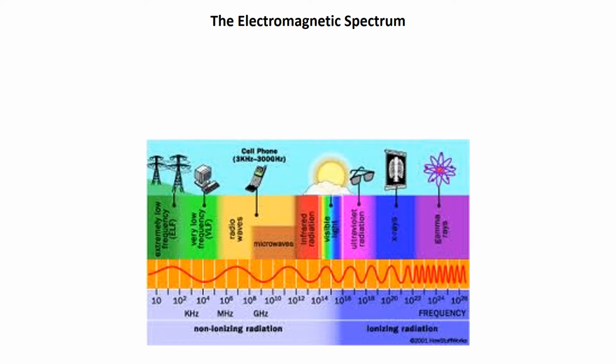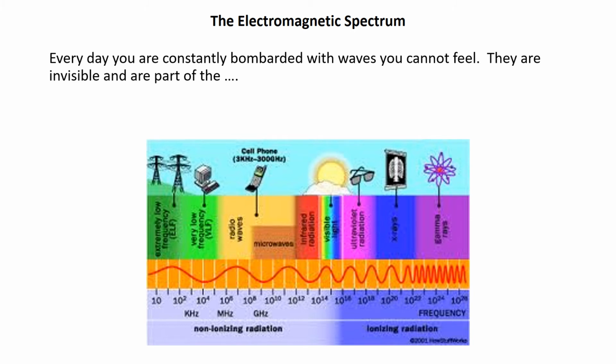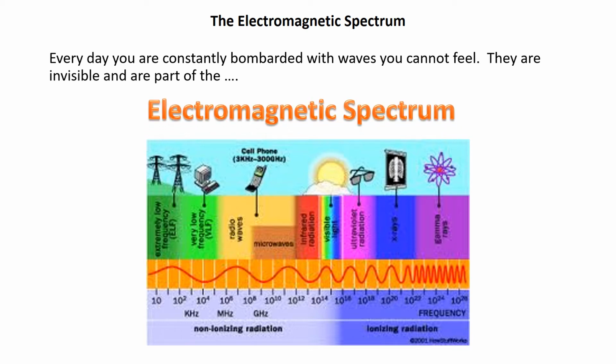So the electromagnetic spectrum. Now, as you can see from the diagram below, it is a spectrum of different waves that are used for different purposes depending on their frequency and wavelength. It is divided into ionizing and non-ionizing radiation, and we'll come back to why that's important in a minute. Okay, so every day we're constantly bombarded with these waves, and you can't feel them; they're invisible. Okay, but they are part of the electromagnetic spectrum, and you do need to be able to recall the order in which they go in, during a test.